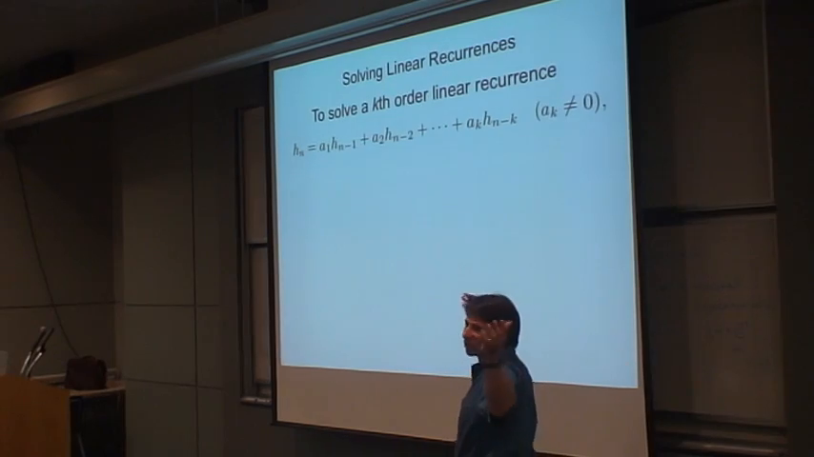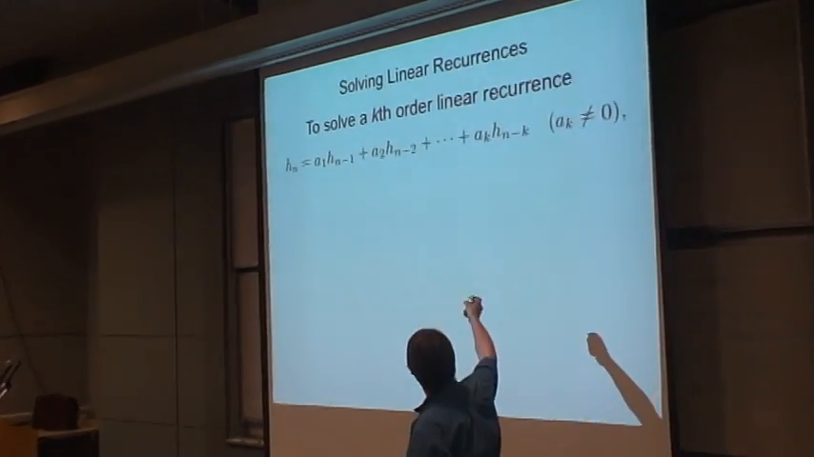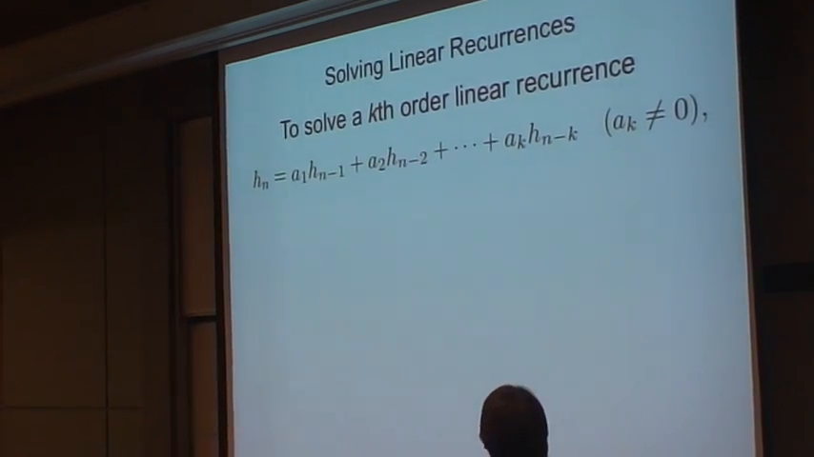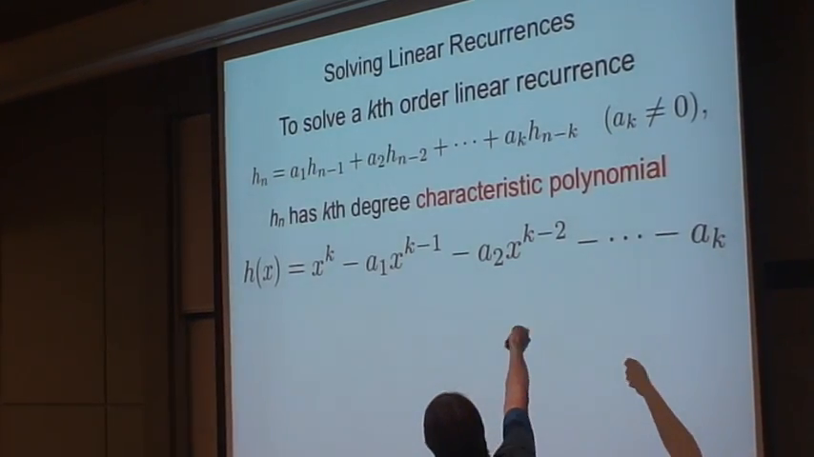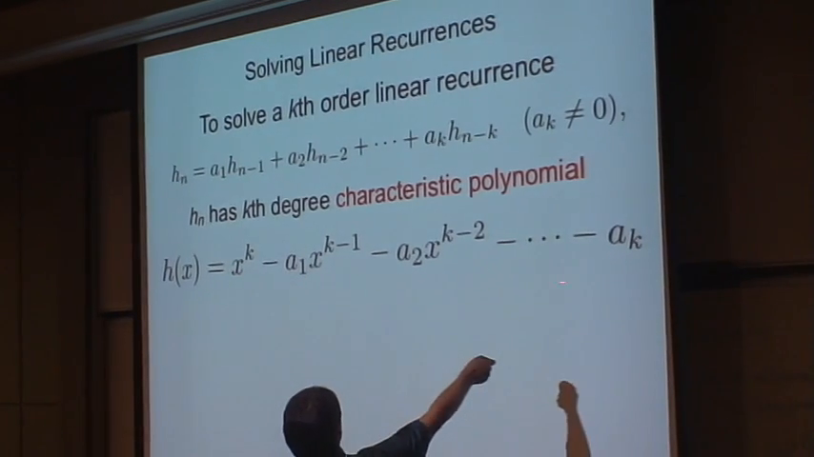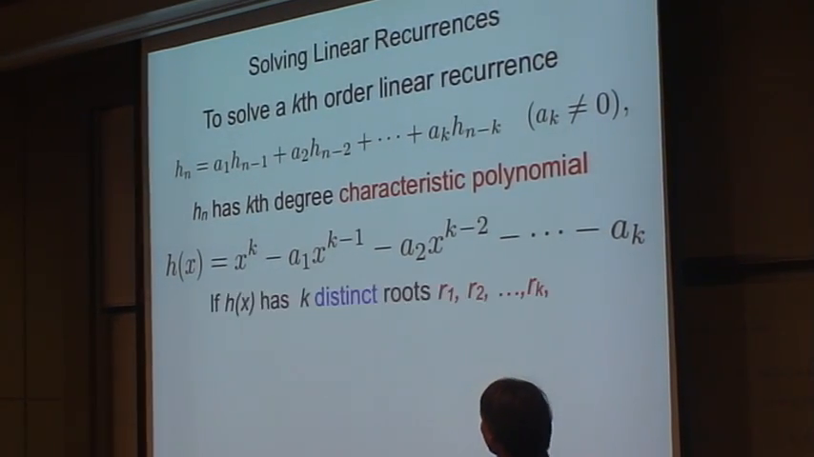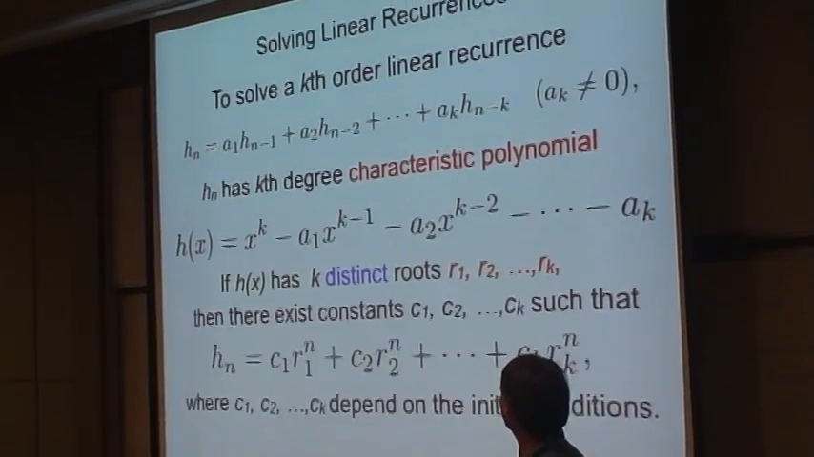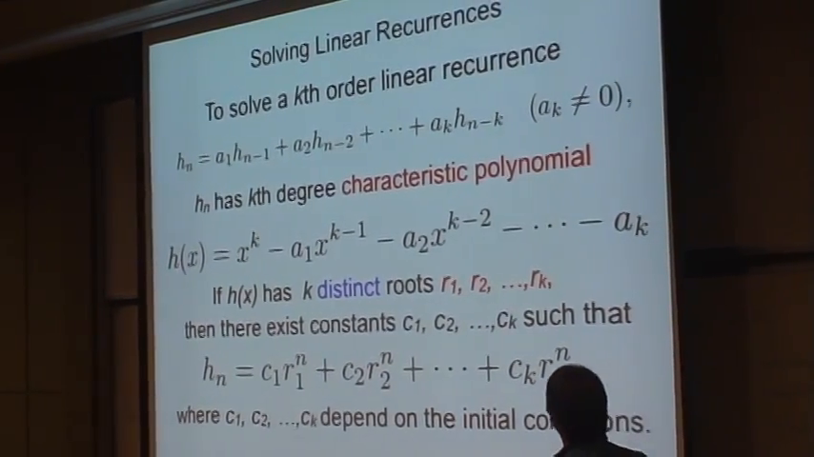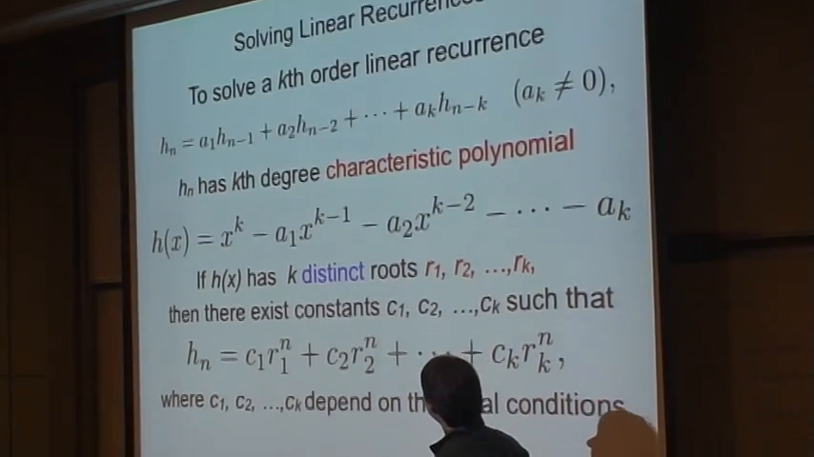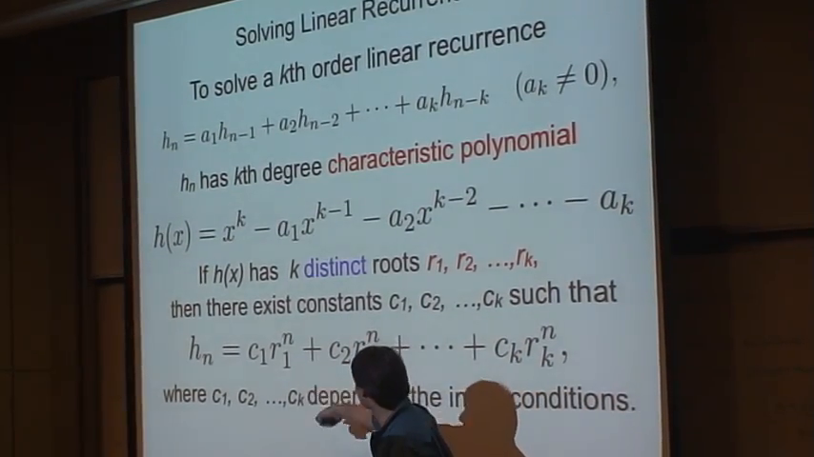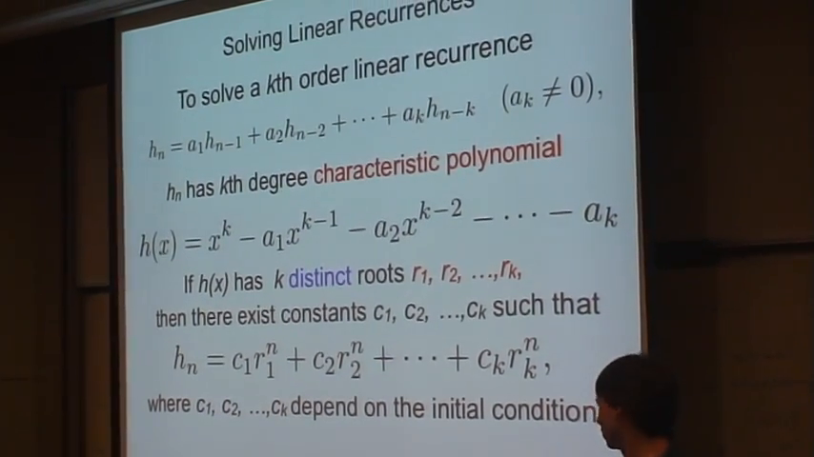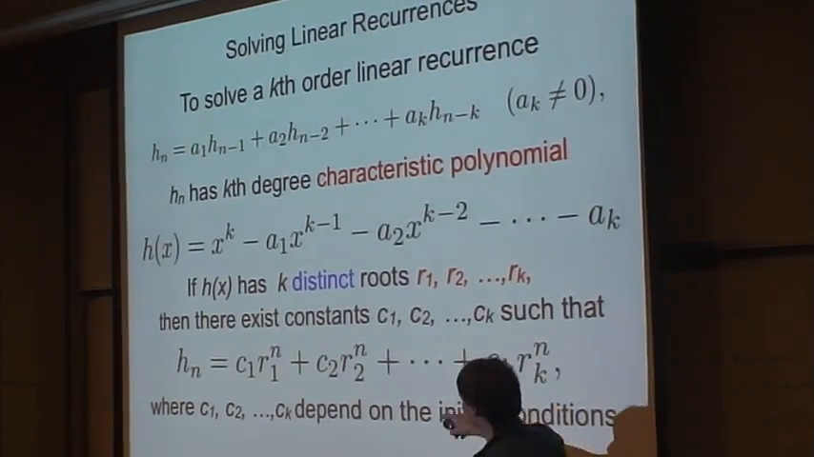Now we all know how to solve linear recurrences, right? I mean, recurrences of this form. You find the characteristic polynomial, say it's a kth degree recurrence. If you're lucky and that polynomial has distinct roots, you say, okay, then I know there must be constants C1 through Ck so that my closed form to the recurrence is a linear combination of those roots raised to the nth power, where those coefficients depend on the initial conditions.